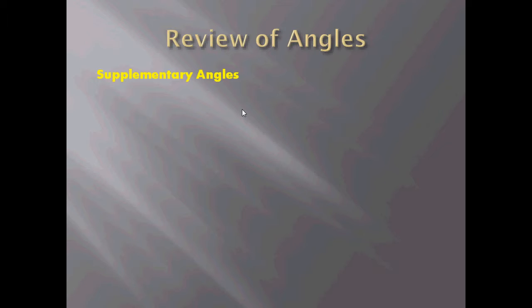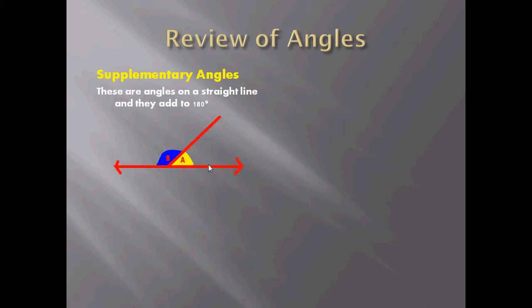We did supplementary angles, girls, and these are angles on a straight line and they add up to 180 degrees. So here angle B plus angle A equals 180 degrees. They're on a straight line here. So we can write that as angle B plus angle A equals 180 degrees.